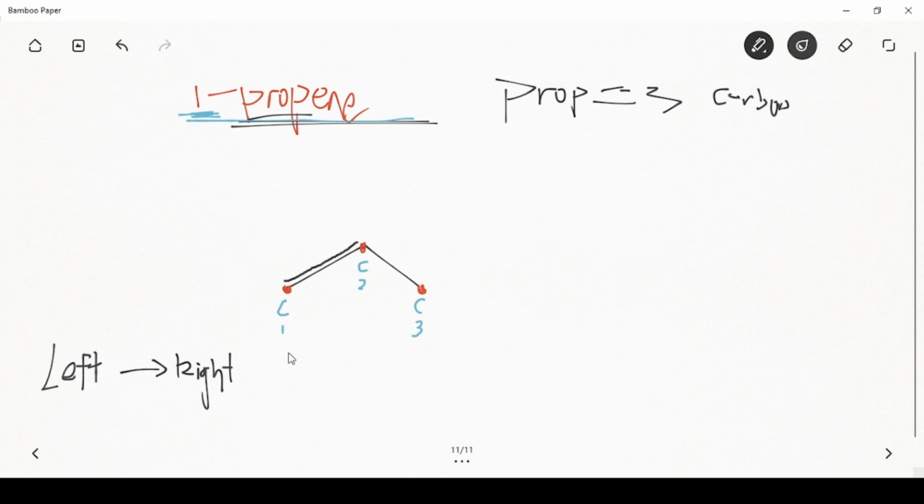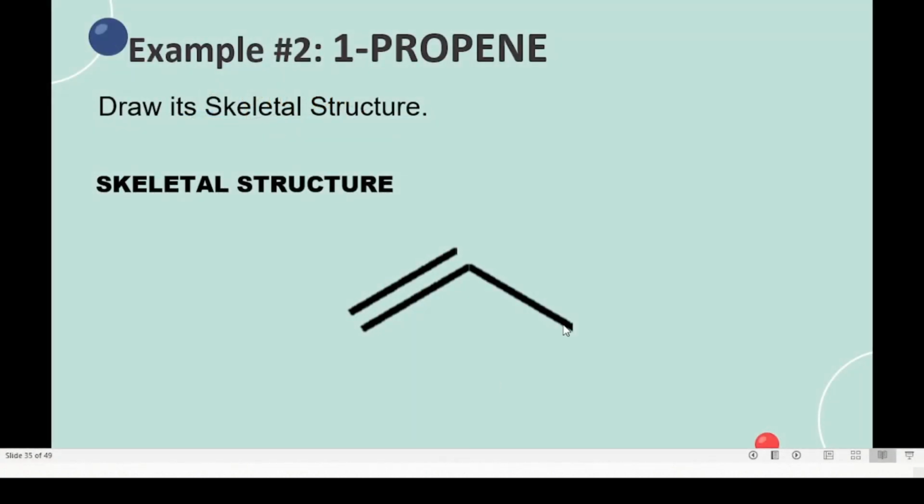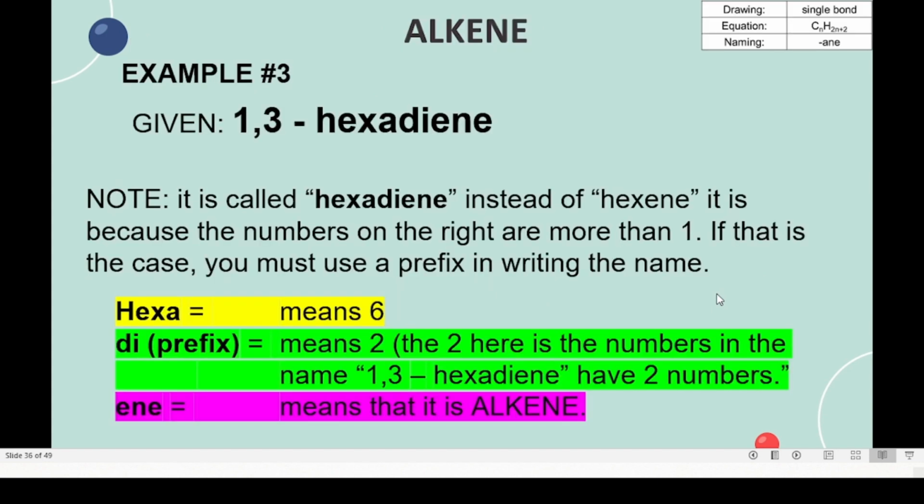Okay. So this is the skeletal structure, the same as what I showed in the PowerPoint. Okay? So, this is called 1-propene. Yes? Okay. Now, let's have another example. Example number 3 is 1,3-hexadiene.